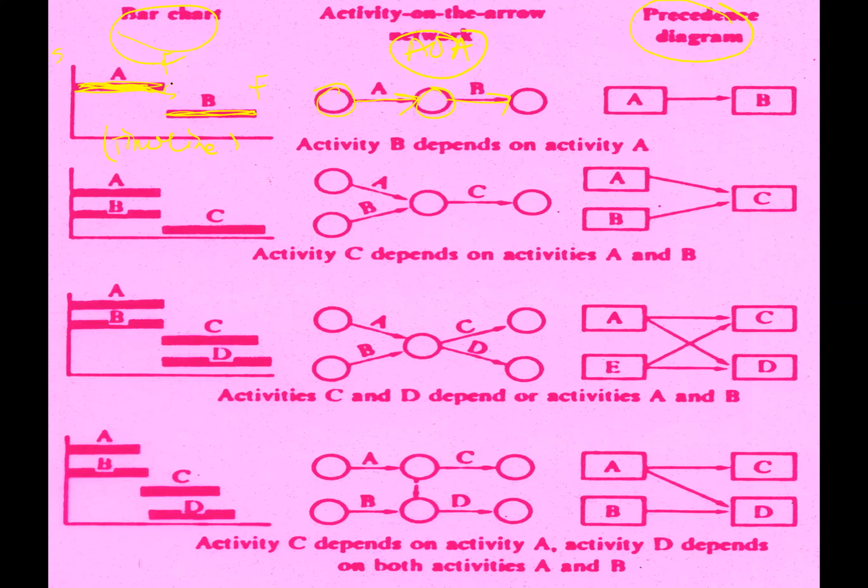How about the precedent diagram or AON diagram? A simple AON diagram will look like this. A is one activity. Then after A is completed, B will start. You see, finish to start.